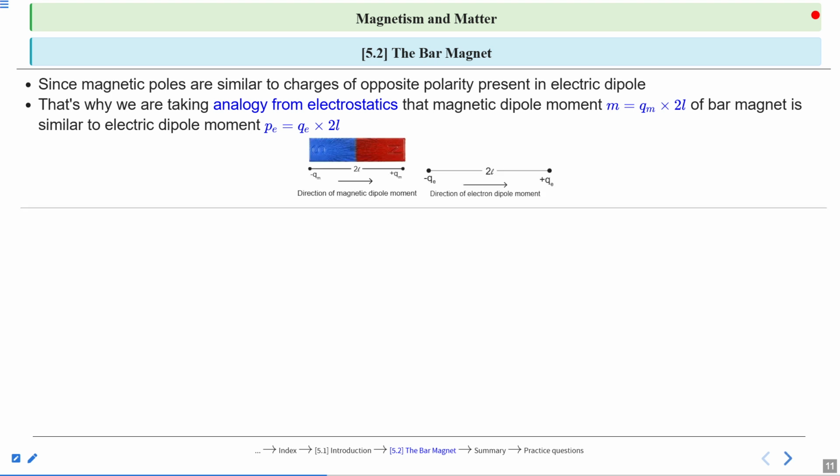Like this, you can see in the diagram. This is for the magnetic dipole moment and this diagram is for the electric dipole moment. In the electric dipole moment we consider minus q charge here, plus q charge here, the distance between them is 2l, and the direction of the electric dipole moment is from the negative charge to the positive charge. Similarly for the magnetic dipole moment.